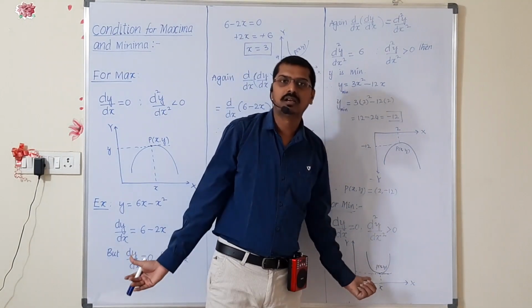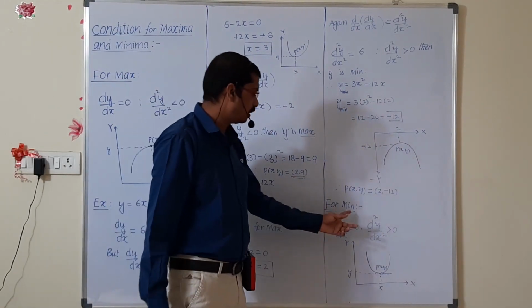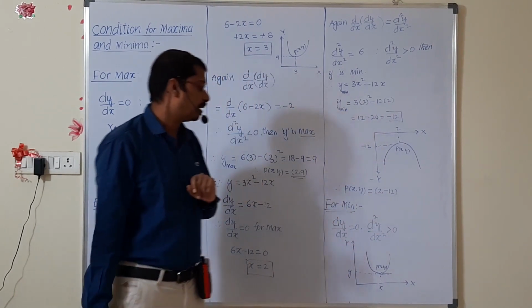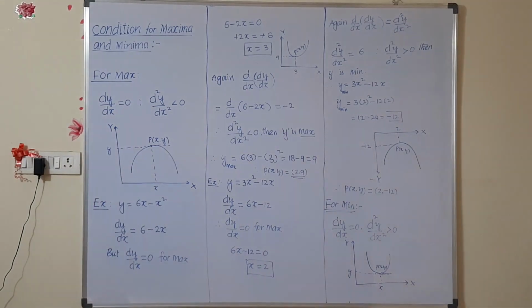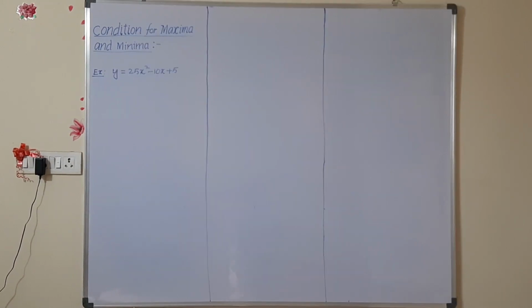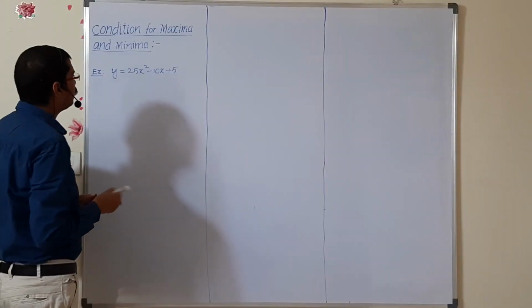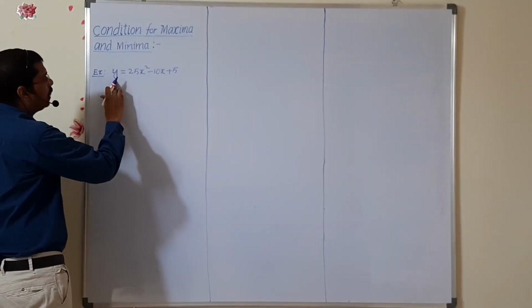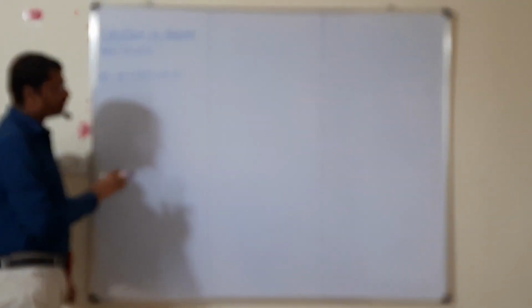In mathematics it should be different values. Okay, now you take this one, we will do one sum based on this example. Now we will solve this sum. Here it is given that y equals 25x square minus 10x plus 5. In this, we don't know whether it is a minimum or maximum.